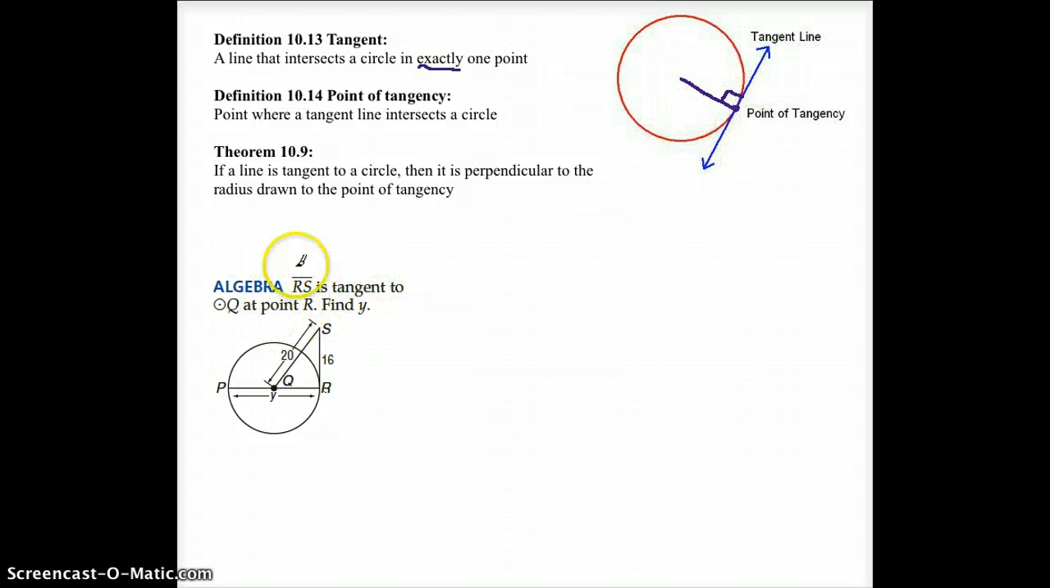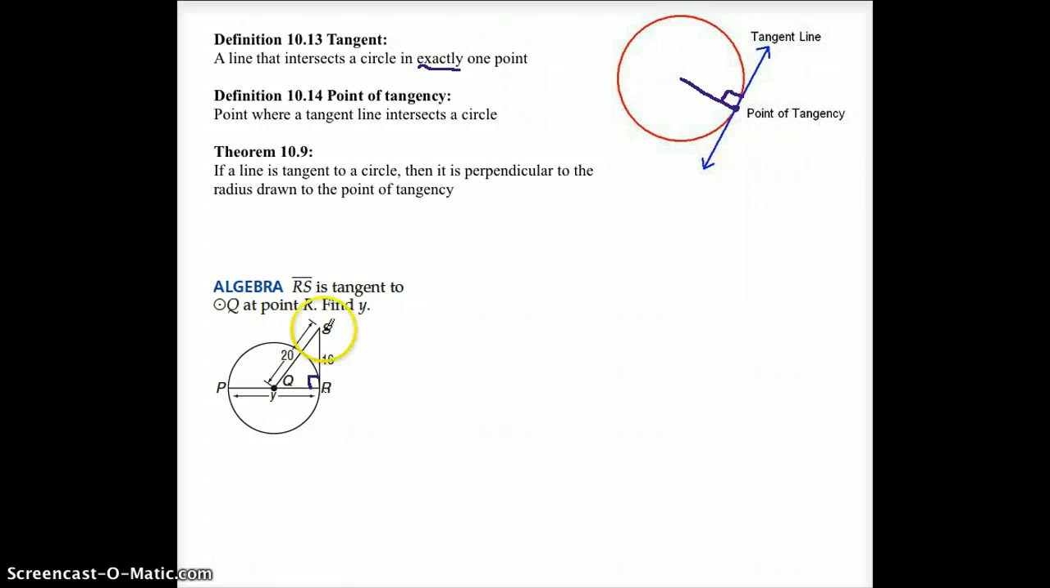Let's look down here at an example of using these definitions and theorems. It says segment RS is tangent to circle Q at point R, and we're supposed to find Y. The first thing I notice is that Y, this length PR, is actually the diameter of my circle. So to find Y, I can find the radius here, QR, and then multiply it by 2 to get PR. And what's really important for me here is that I know from theorem 10.9 that if my line is tangent to a circle, then it is perpendicular to the radius drawn to the point of tangency. In other words, we have a right angle right there.